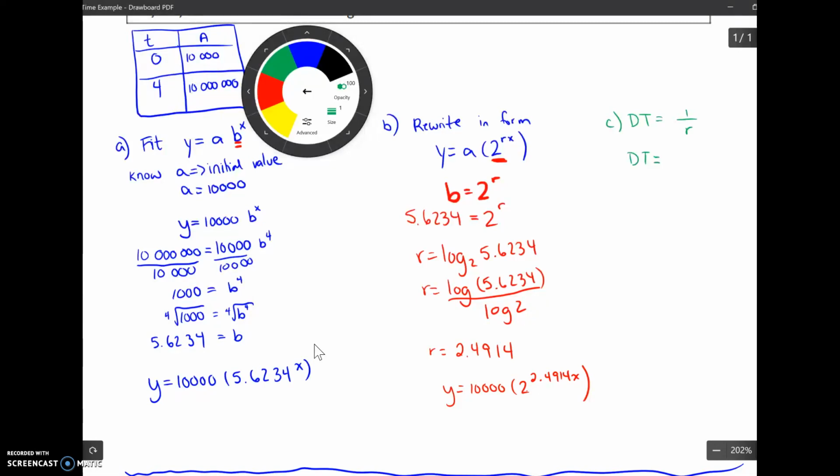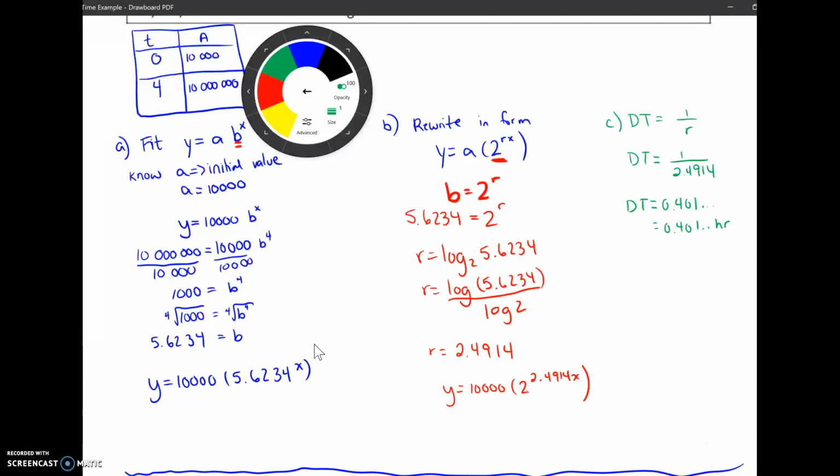So that means that the doubling time is 1 divided by 2.4914. Again, if I go to my calculator and actually evaluate 1 divided by 2.4914, I'll get an output of 0.401 and change. And so that's telling me what my doubling time is in hours.